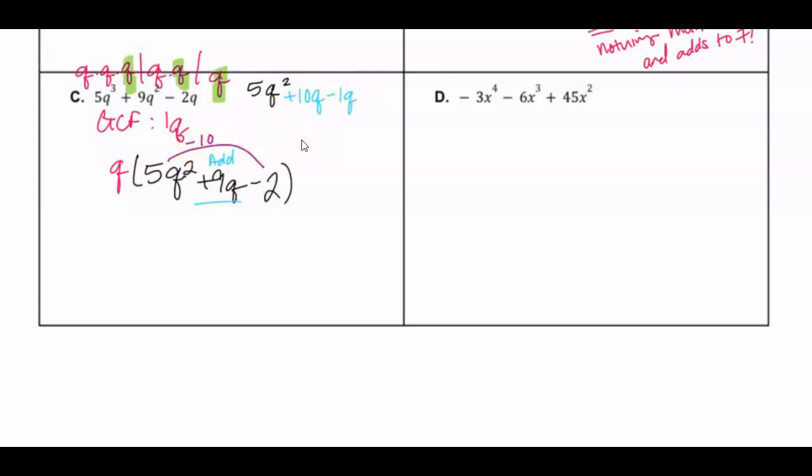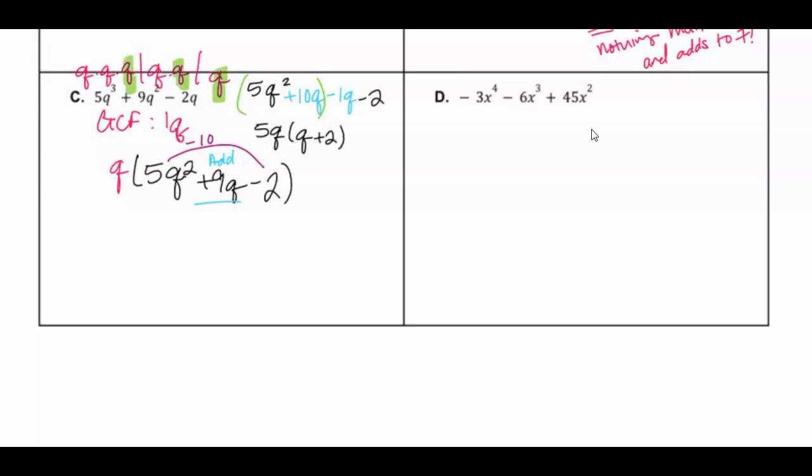And then I will bring down my minus 2. So this is just the factoring by grouping we did in 4.2. And then remember, we put parentheses around the first two terms, and similar to what we're doing right now, we have to find the greatest common factor. So in that case, it is 5, because 5 goes into both 5 and 10. They both have q's, so 5q. 5q times q is 5q squared, and 5q times 2 is 10q.